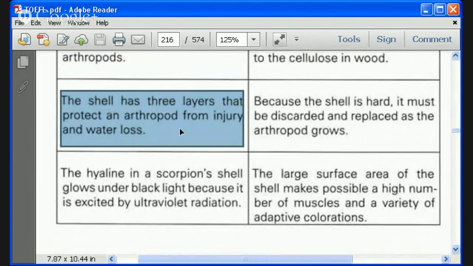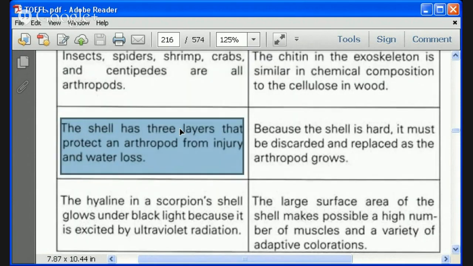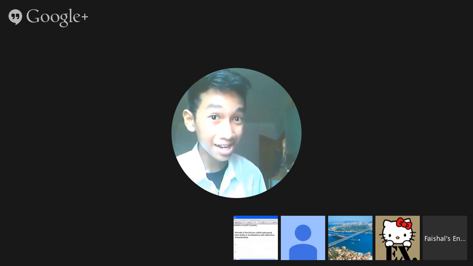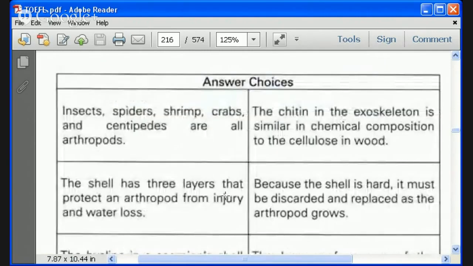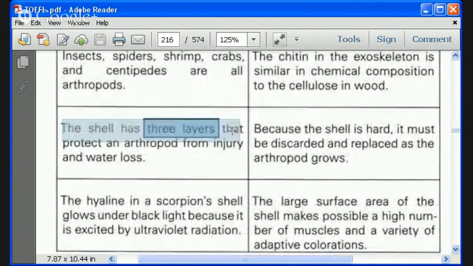The shell has 3 layers that protect an arthropod from injury and water loss. 3 layers. Cool, I think that's true. All right, they're talking about arthropods, the shells, and definitely having 3 layers is a characteristic. That one looks very good to me. Okay.